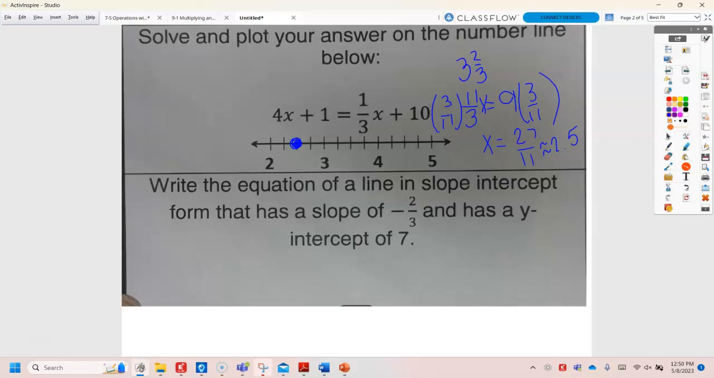Write the equation of a line in slope intercept. That's y equals mx plus b. So again, I gave you that little handy dandy sheet. Slope intercept is going to be y equals mx plus b. So if you have a slope of -2/3 and a y-intercept of 7, you get y equals -2/3 x plus 7.